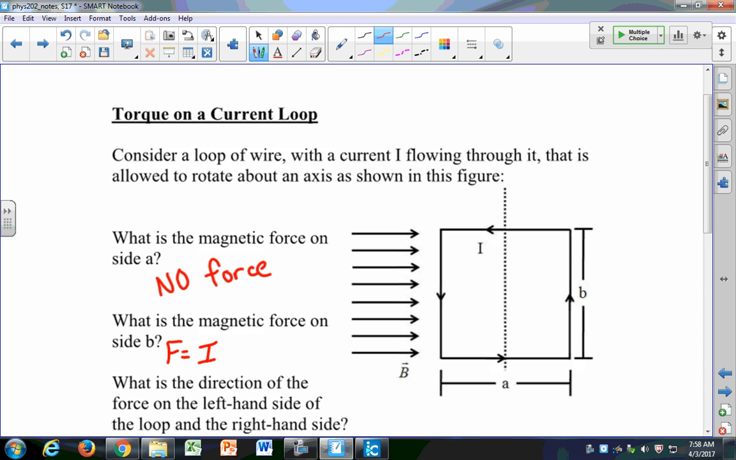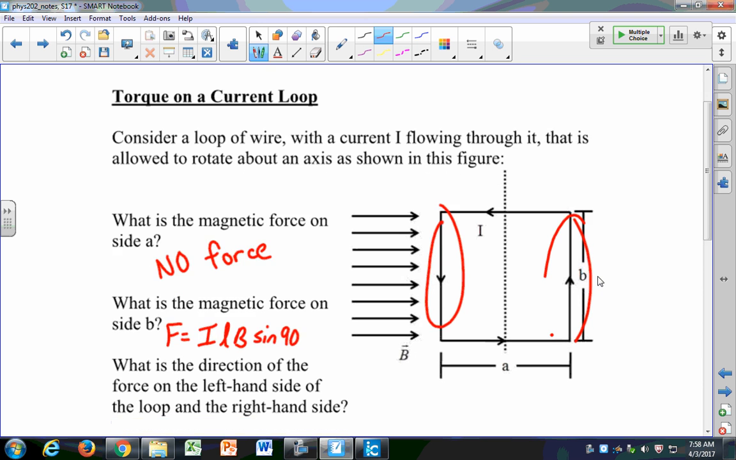And then on side B, I can calculate that force. It's going to be equal to ILB times the sine of 90. This is the force on this side or on this side. We'll figure out the actual directions, but the magnitude of that force is given by that ILB sine theta.